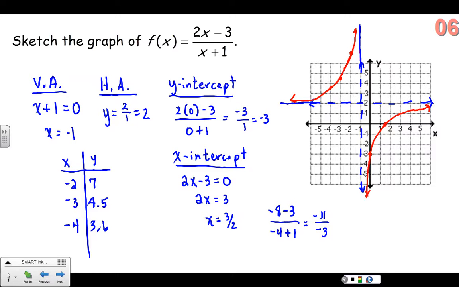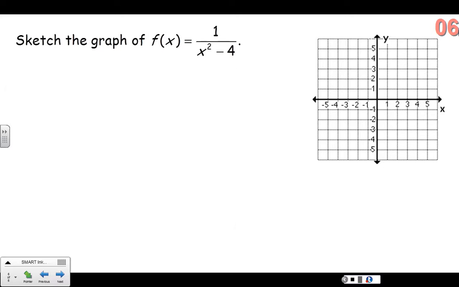Let's try one more. f of x equals 1 over x squared minus 4. Now you might think this one follows the pattern of the basic curve 1 over x squared, but actually it does not, because for that to work, this would have to be x minus 4 in parentheses squared, and then of course you just have a horizontal shift going on. But that's not what goes on in this problem.